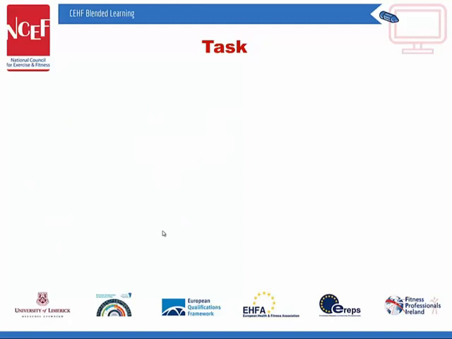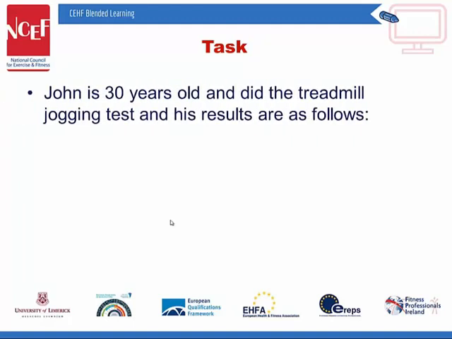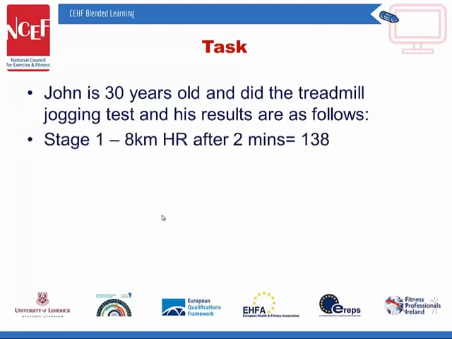Okay, so we're going to give you a task now to see can you do that on your own. Right, so John is 30 years old. He did the treadmill jogging test and his results are as follows. Stage 1 at 8 kilometers an hour, his heart rate after 2 minutes was 138, and his heart rate after another minute, 3 minutes, was 141.